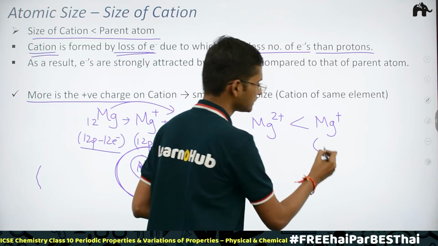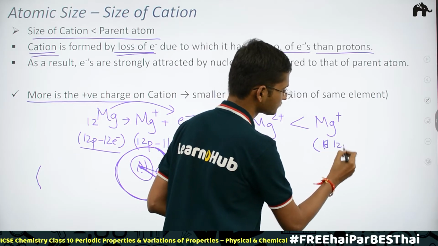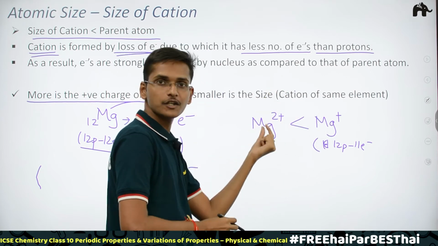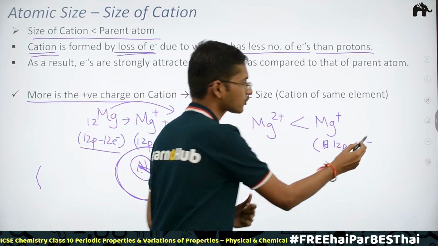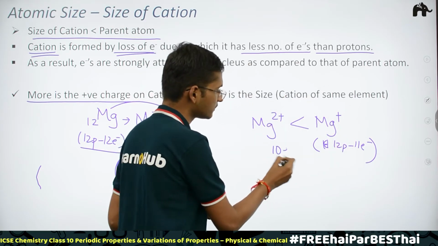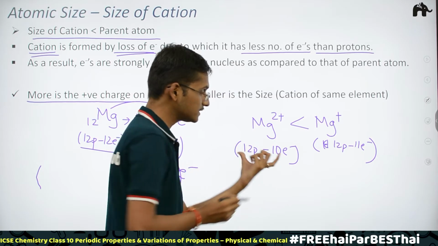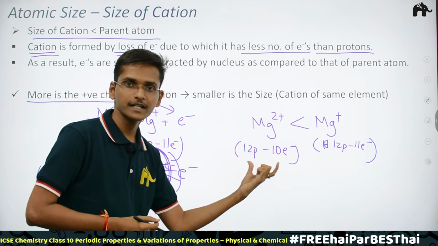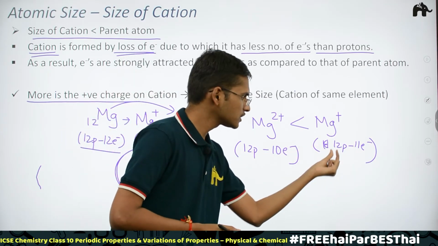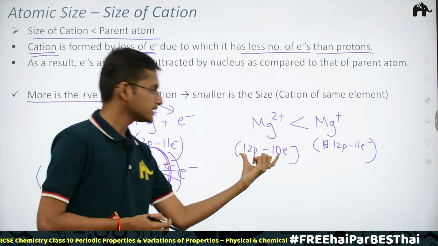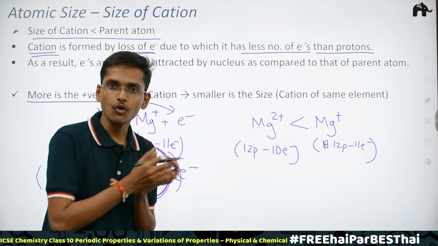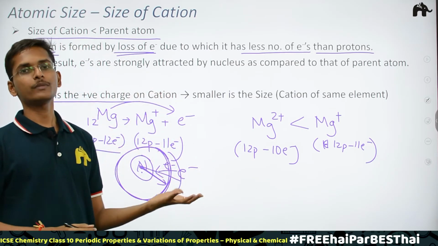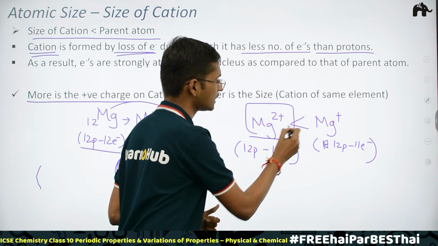Here in this case there are 12 protons and 11 electrons, but now Mg+ would again lose an electron to form Mg2+. So out of 11 electrons, one more electron would be removed. It would become 10 electrons and 12 protons. And now the force with which 12 protons are pulling the 10 electrons is, yes, absolutely correct, more than in this case in which 12 protons are pulling 11 electrons. Since they are pulling the 10 electrons more strongly, the same story repeats. The outermost shell would come closer and the atomic size would be less.